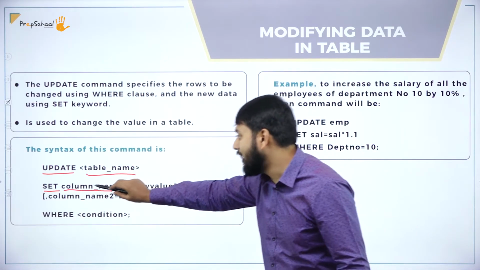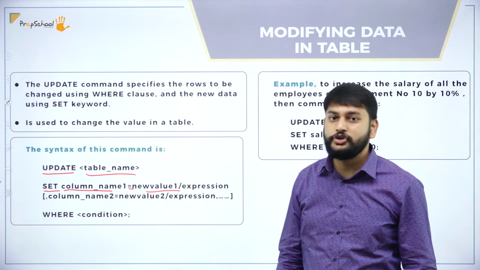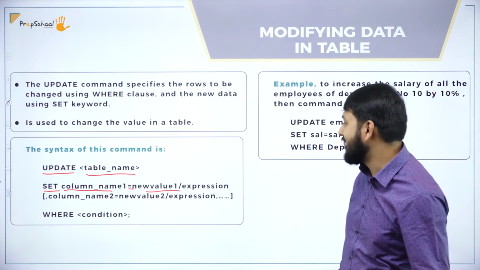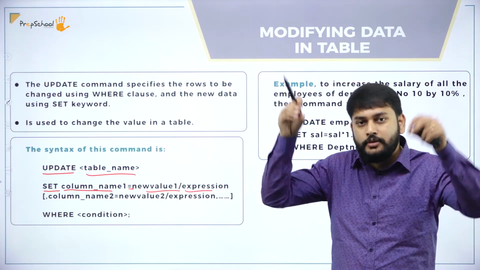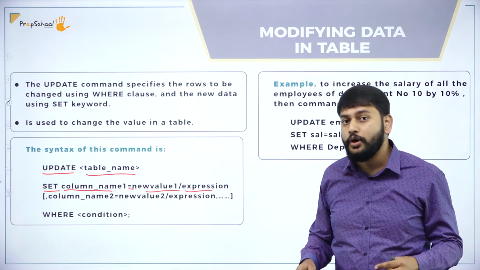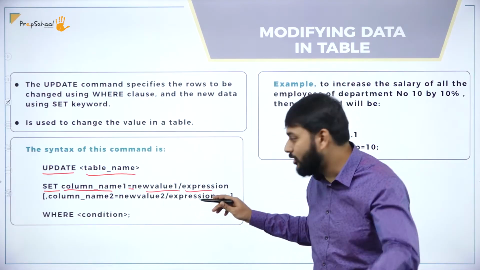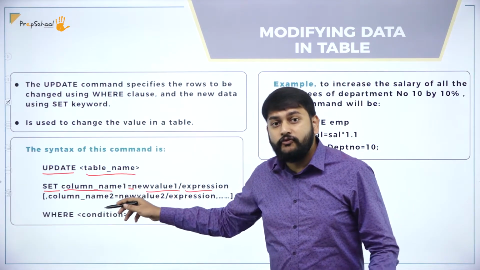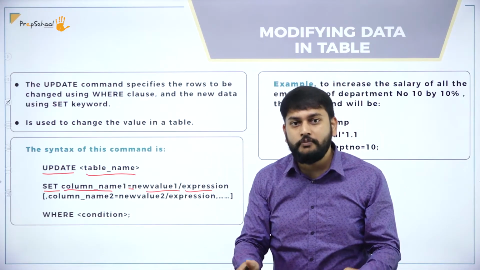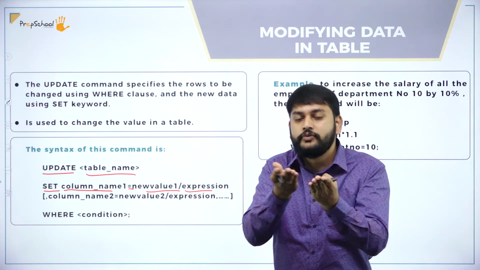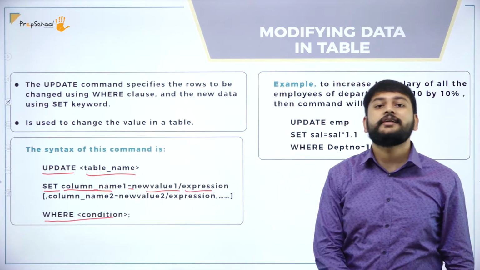Then you will write the value, whatever you want to write, or you can also use an expression here. You can write the expression, or directly place the value, you can assign the value. But you have specified in which column you have to update, but which row you have not specified. That is what you will specify with the help of the where condition.